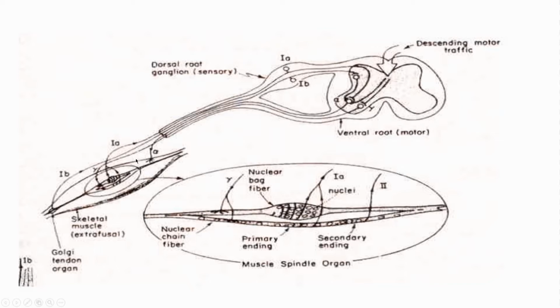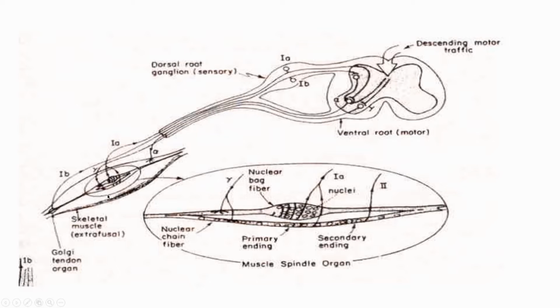Whereas 2, okay, this is actually zoomed in over here. In the zoomed version, you can see that there is a nuclear bag and a nuclear chain, and 1A is coming from both the nuclear bag and nuclear chain, while 2 is coming from only the nuclear chain. And here you can see that there are monosynaptic motor neurons and polysynaptic motor neurons.